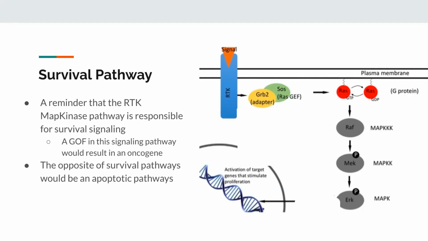So a gain of function in the signaling pathway, if this signaling pathway is overactive at any point along that pathway, you can get an oncogene, right? You can get the cell surviving out of control. The opposite of a survival pathway would be an apoptotic pathway, but we've talked about that to some degree now.